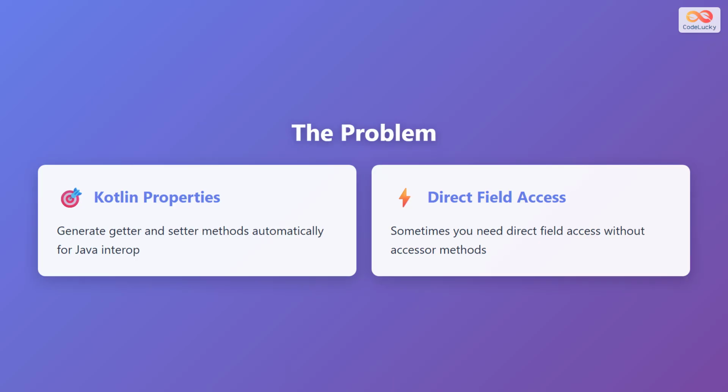Before we dive into JvmField, let's understand the problem it solves. In Kotlin, properties automatically generate getter and setter methods for Java interoperability. While this is convenient, sometimes you need direct field access without these accessor methods. This is where JvmField becomes useful, allowing you to bypass the automatic generation of getters and setters.